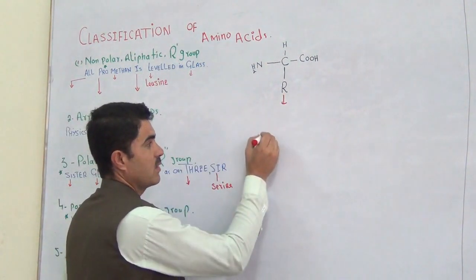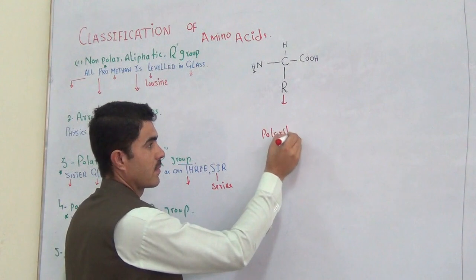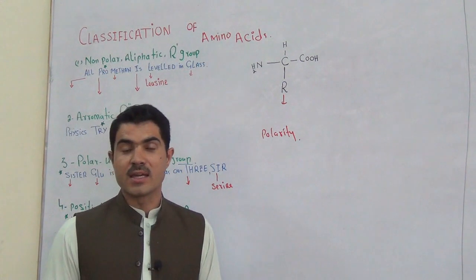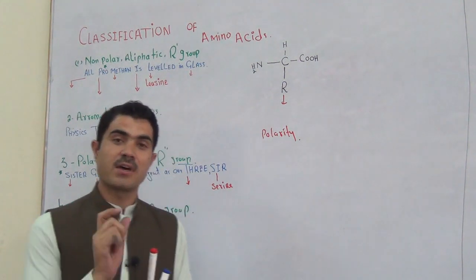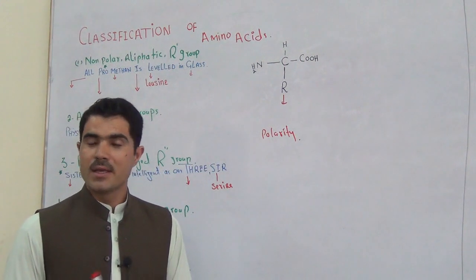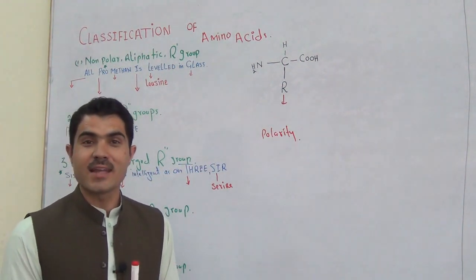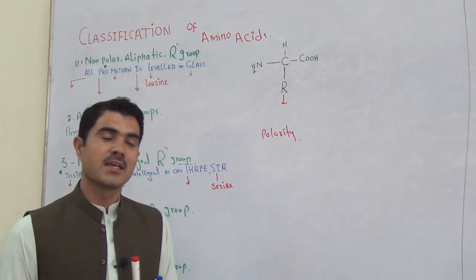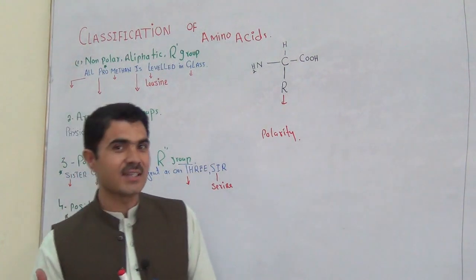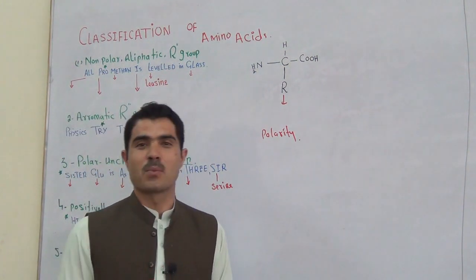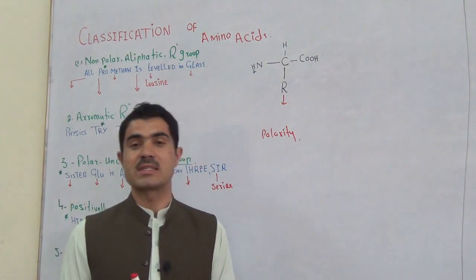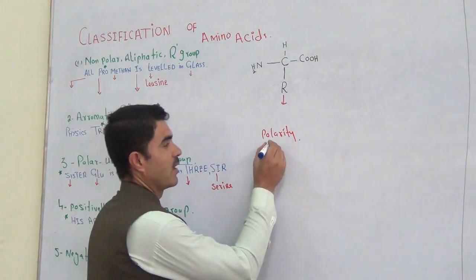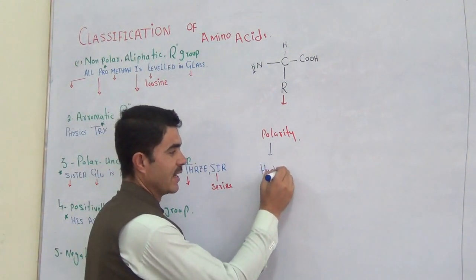And one thing is the polarity. What is meant by polarity? Polarity means the interaction or the affinity of a molecule with water. If a molecule can easily interact with water, we say that molecule is polar. Otherwise, if the molecule does not interact with water, it repels itself from water, we say it is non-polar. And remember, usually with polarity we use the word hydrophilic.